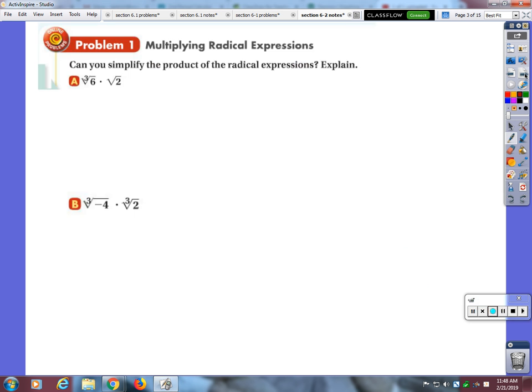Okay, so for example, can you multiply the cube root of 6 by the square root of 2? No. The answer to that is no, because the roots are different. This one is a 3 and that one's a 2, even though it's not written. We just assume there's a 2 there. And the numbers underneath the roots are different. One is a 6 and one is a 2, so you can't do that.